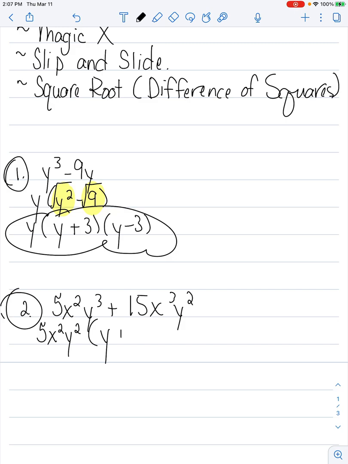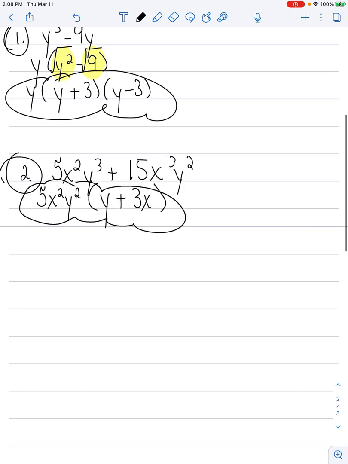15 divided by 5 is 3. X cubed, I factored out 2, so I'm left with 1. Y squared, I factored out both. So this completely factored is 5x squared y squared times y plus 3x.